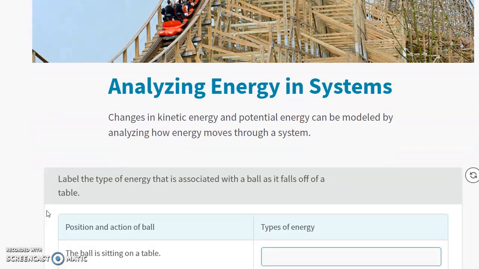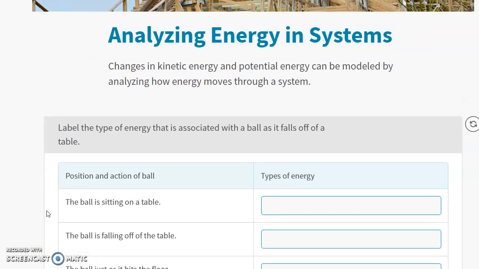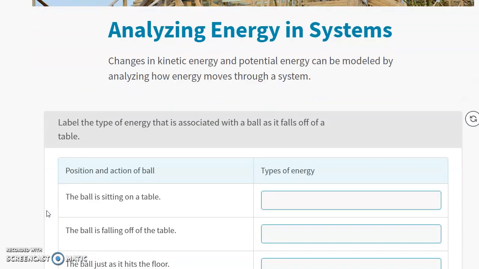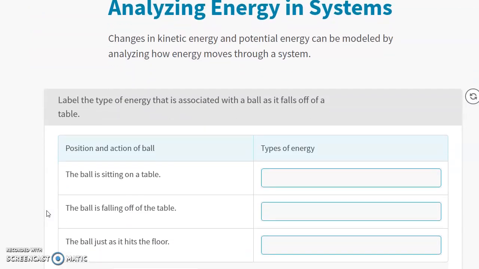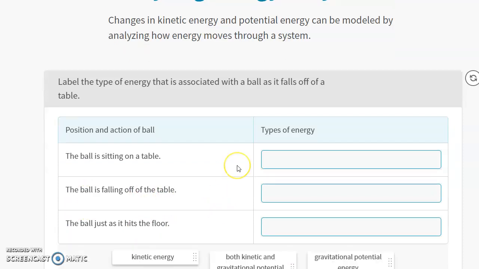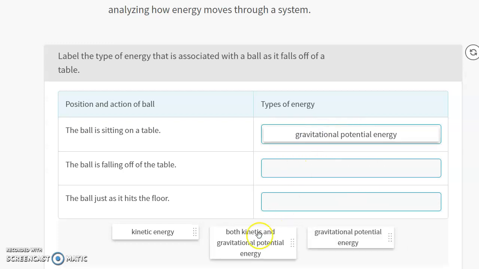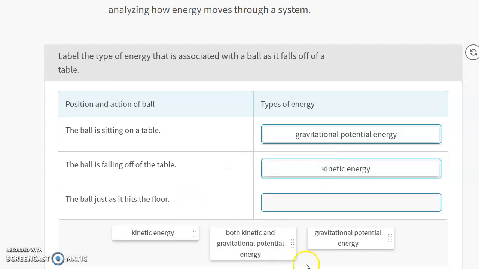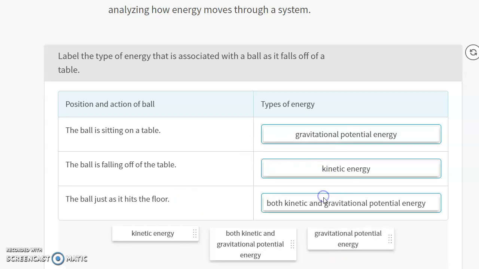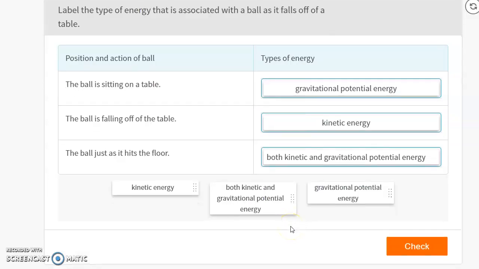Here are the changes in kinetic energy and potential energy using our roller coaster. So if the ball is sitting on a table, it has potential energy. If it's in the middle of falling off the table, it's in the middle of kinetic energy. If it hits the floor, that's when they both combine, right? Right in that moment, that's where they both combine.